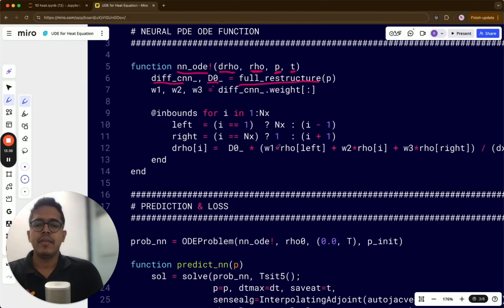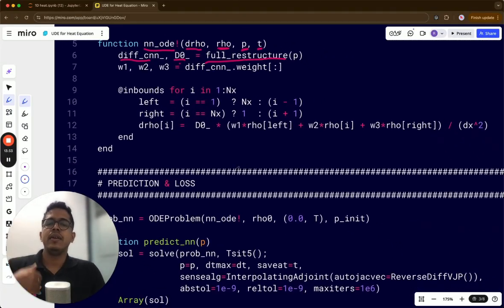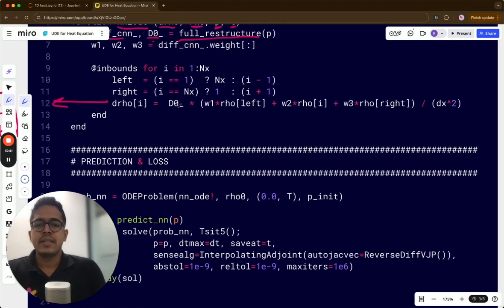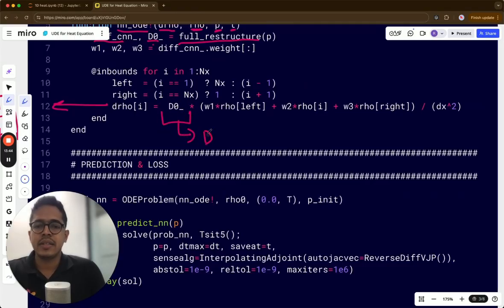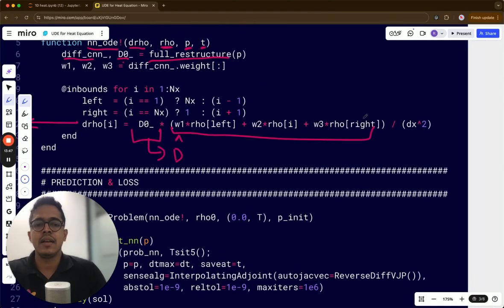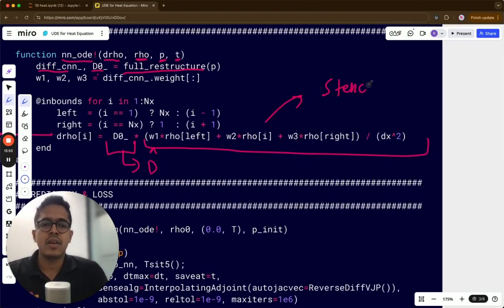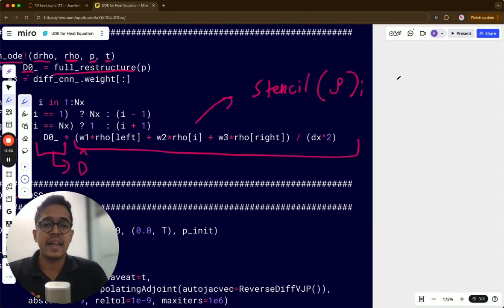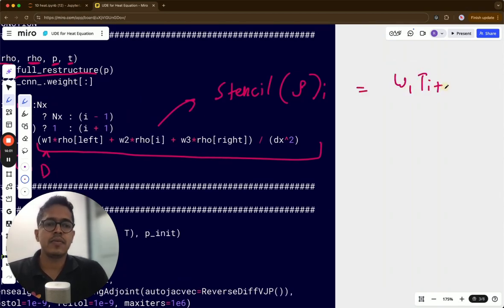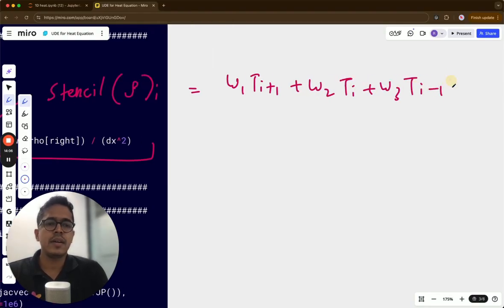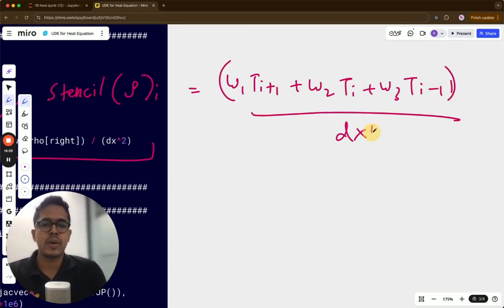And then here we are calculating the predicted value of the dou rho by dou t. So this d rho is dou rho by dou t at i. And what is that? That is equal to the predicted scaling factor, so this is d cap, multiplied by the stencil. So stencil is this whole guy. Stencil, if you remember, stencil of rho i or ti was equal to w1 ti plus 1 plus w2 ti plus w3 ti minus 1 divided by dx square. So this was the stencil.